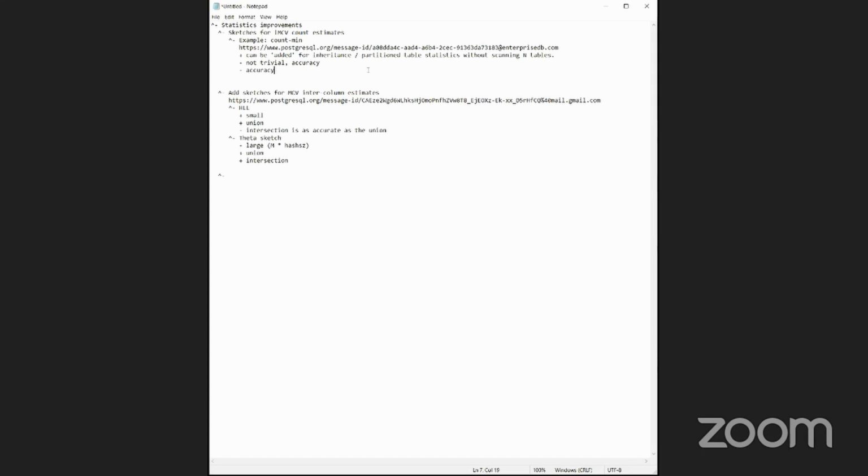You can add custom statistics through the CREATE STATISTICS statement, but that adds manual interventions that we could potentially prevent by using specific kinds of statistics, generally called sketches.